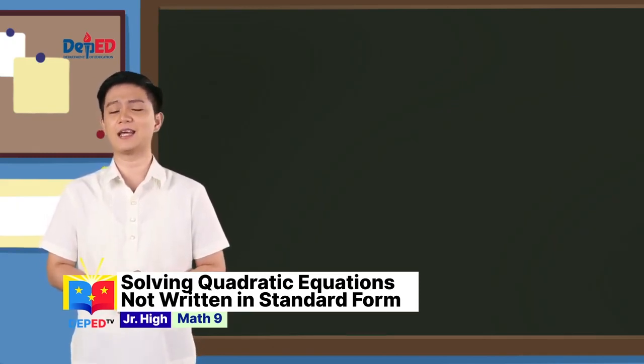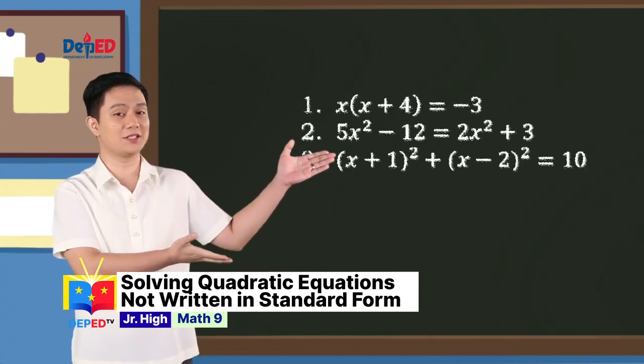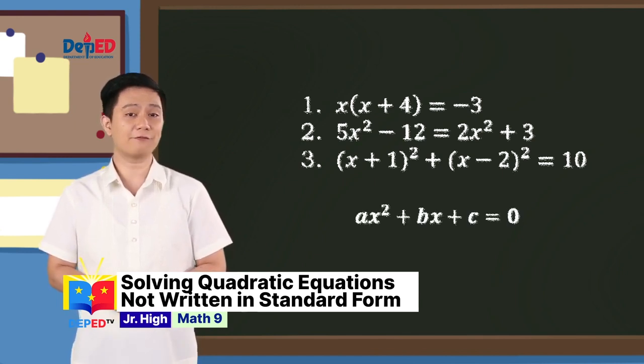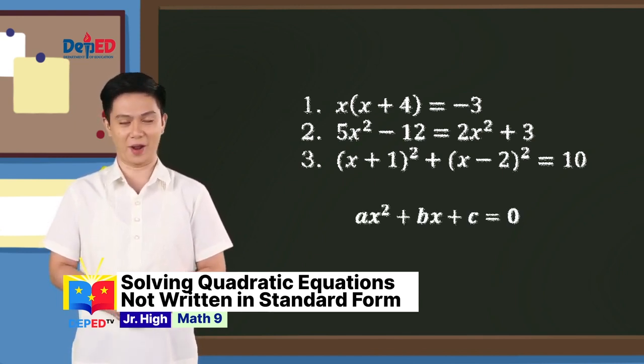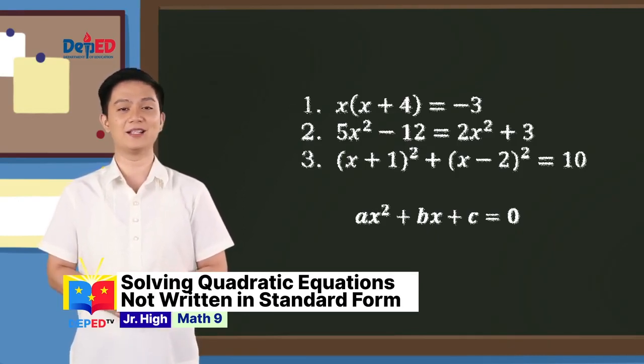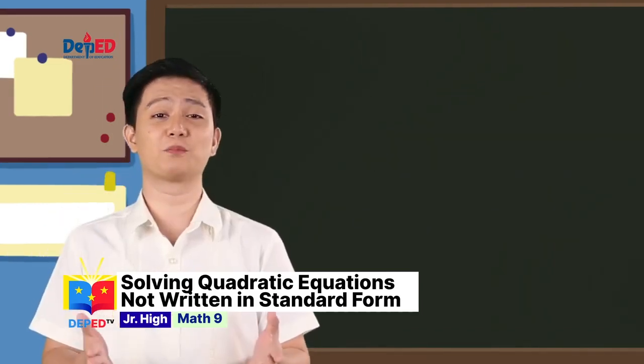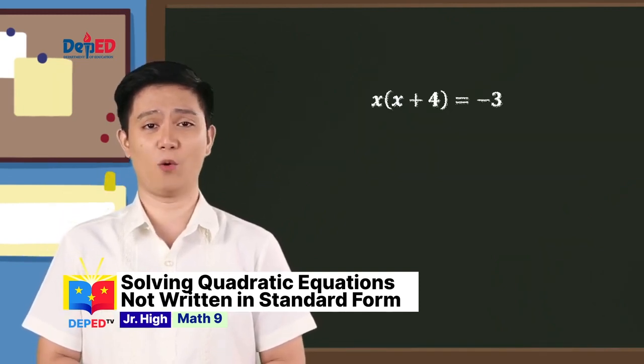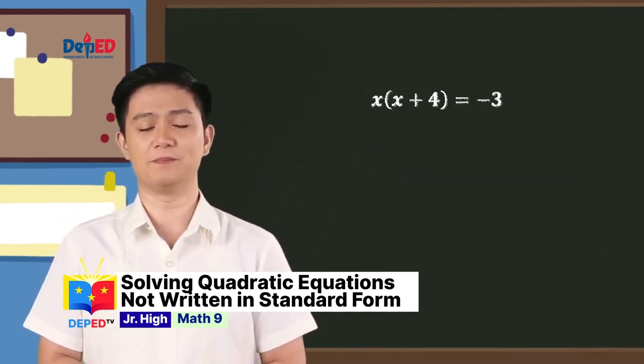Our first task is to rewrite these equations in standard form. Remember that a quadratic equation in standard form is of the form ax squared plus bx plus c equals 0, where a, b, and c are real numbers and a is not equal to 0. Equation number 1, x multiplied by the binomial x plus 4 equals -3.